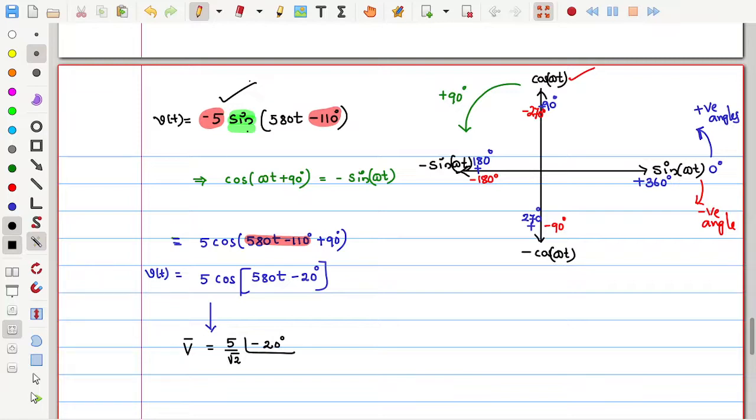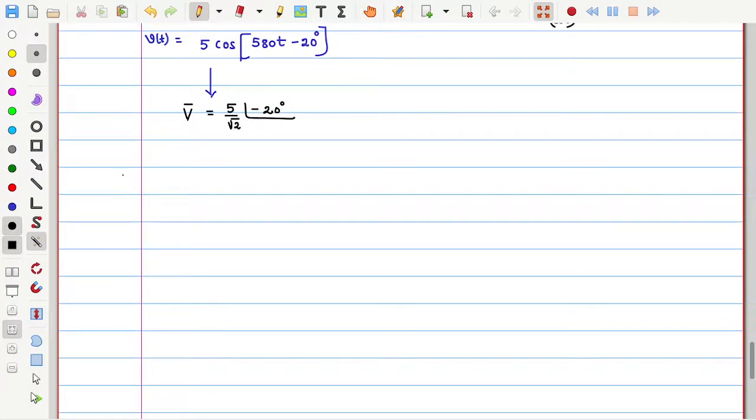Okay. So in this way you can try on your own. How you do it is your wish. Let me take one more problem quickly and wind up. One more example. Now let me take two terms as 3 cos 600t minus 5 sin 600t plus 110. So quickly do this in phasor form.